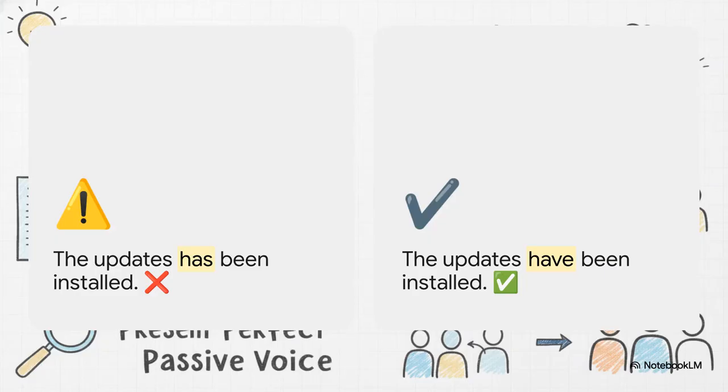Next up, the subject-verb agreement error. On the left, the updates has been installed. Remember our tricky plural rule from earlier? Updates is plural, so it absolutely demands the plural auxiliary. The right side is correct. The updates have been installed.